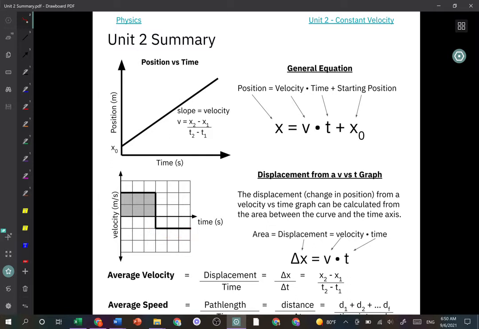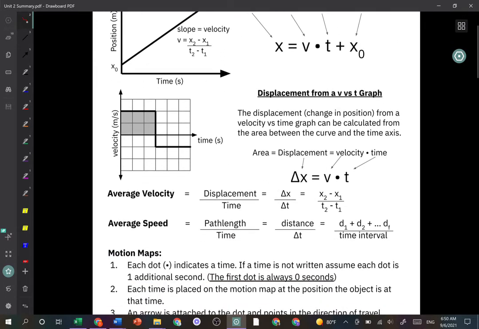And then in these last 3 chunks of time, the velocity is also remaining constant, but it is now a negative velocity. We can actually calculate the displacement, or the change in position, from a velocity versus time graph. That can be calculated from the area between the curve and the time axis. That's actually why I have shaded in over here on the left. That is the area between the curve and the time axis.